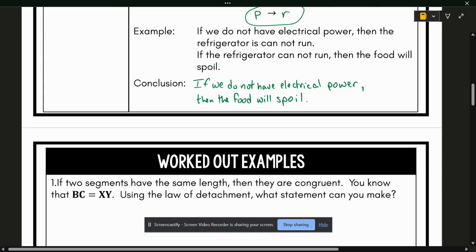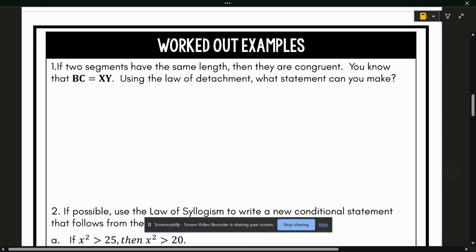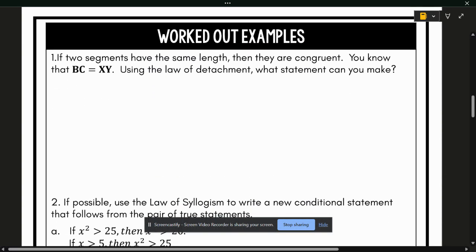Okay. So let's take a look at some of these worked out examples. I'm just going to go over these first two in the video for you. That way you have them. And then there's a little check for understanding. I'm going to shut this off, and then I'll let you guys work on that for a little bit.